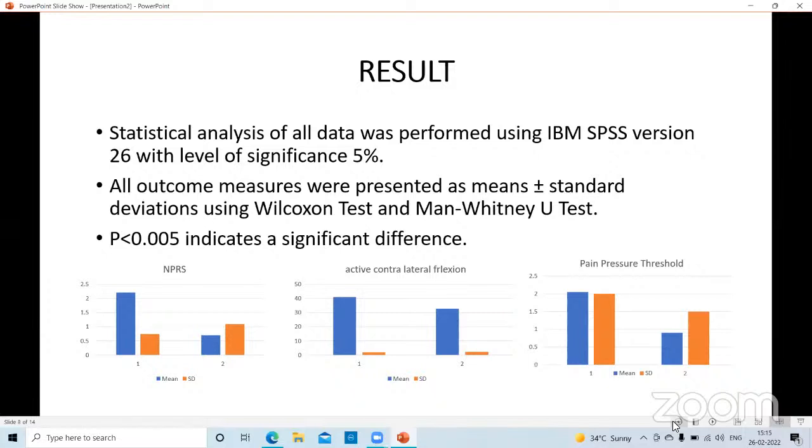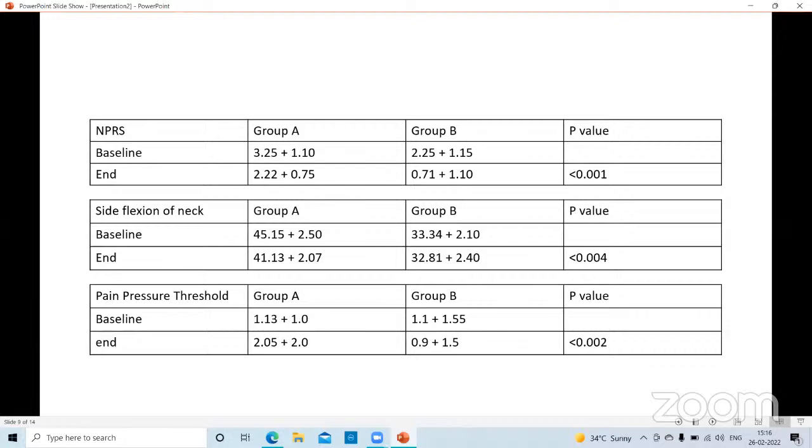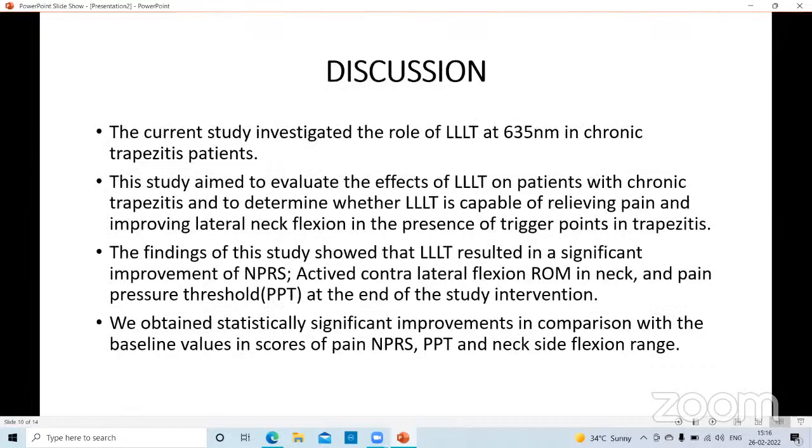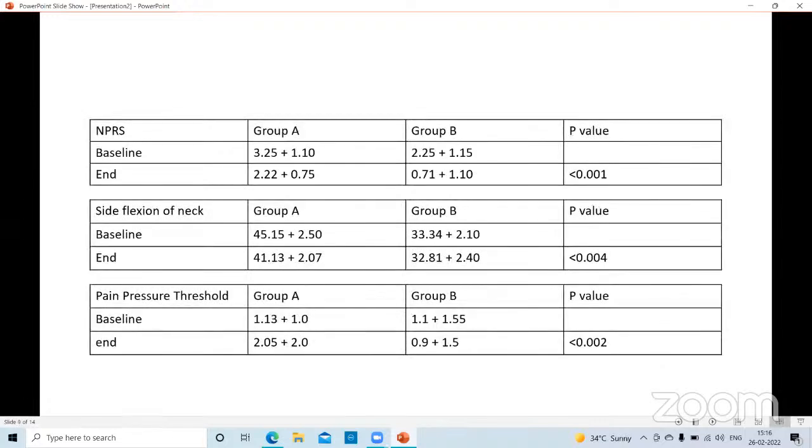Result: statistical analysis of all data was performed using IBM SPSS version 26 with level of significance 5%. All outcome measures were presented as mean plus or minus standard deviation using Wilcoxon and Mann-Whitney U-test. P-value less than 0.05 indicates a significant difference. These are the data. I compared the NPRS pre and post, cervical lateral flexion range and pain pressure threshold.